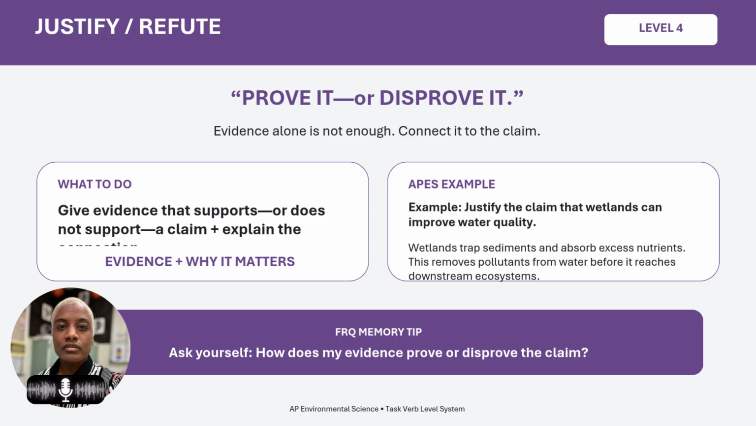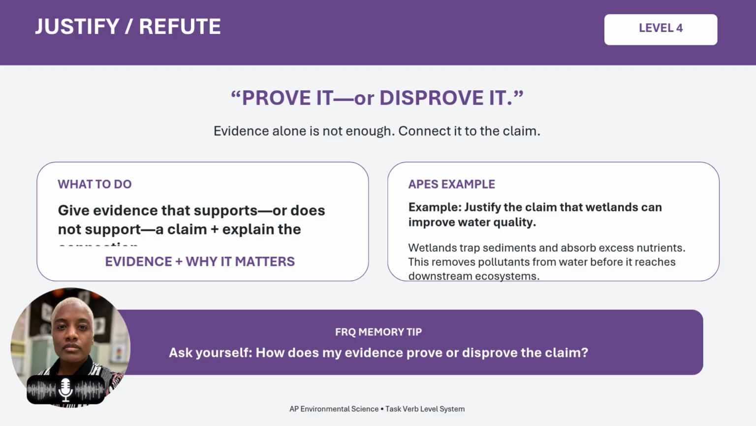Okay, so the first sentence, you need to make your claim. So it's just a straight up sentence that you write. It's a statement that you write that is a fact. So it's either proving something or disproving it. Okay, so here we go. This way we're writing that's proving it. So wetlands trap sediments and absorb excess nutrients. That is your fact. That is your claim.